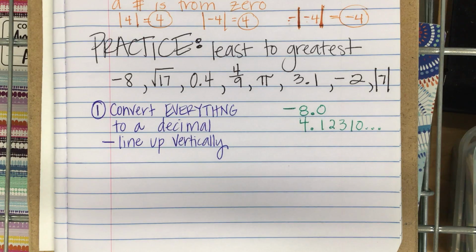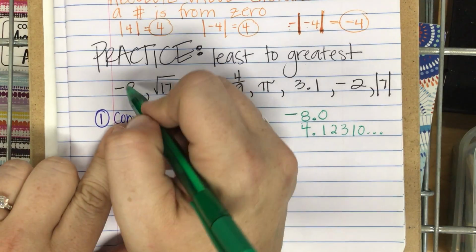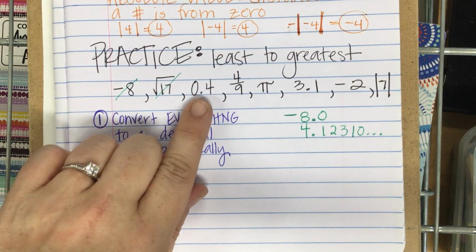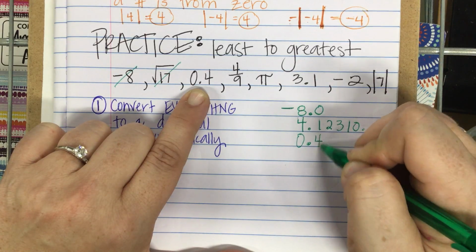Wouldn't that number be irrational? It is irrational because it is the square root of a non-perfect square. And see how I'm lining them up vertically? The next one I'm going to do is 0.4.